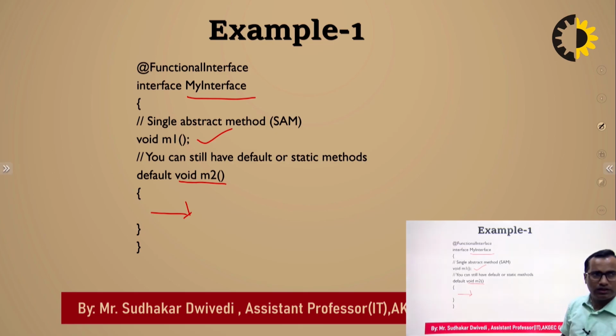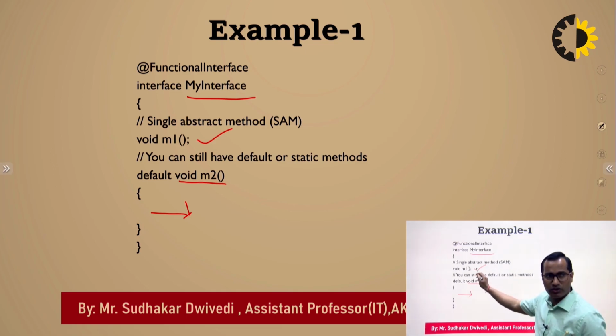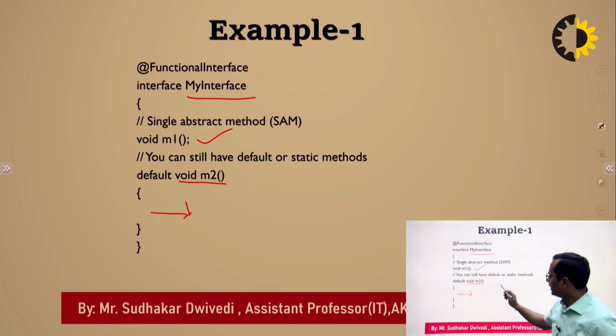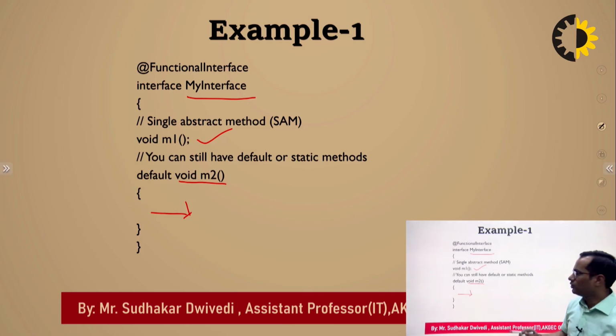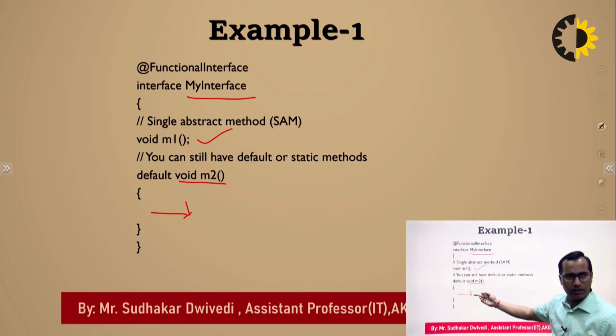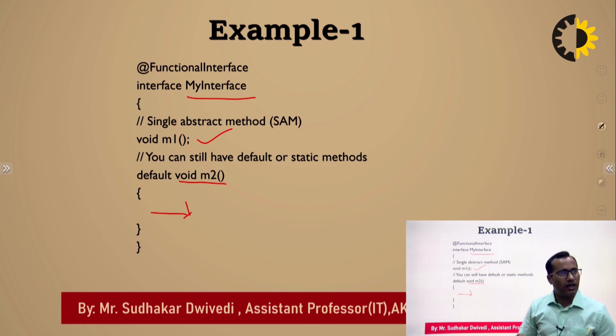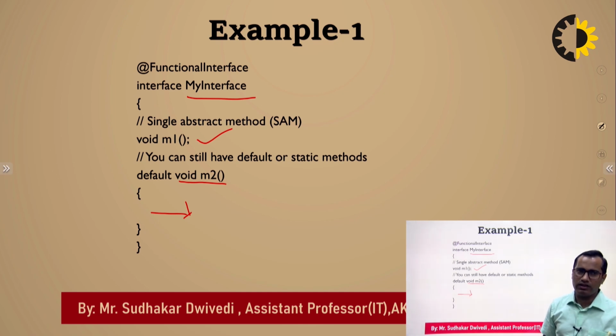So as I have said, the functional interface may have a single abstract method. The abstract method will always be single. No other abstract method will be here. But it may contain various default methods or static methods. So when any interface has a single abstract method and a number of default and static methods, it may be considered as a single abstract method interface or the functional interface.